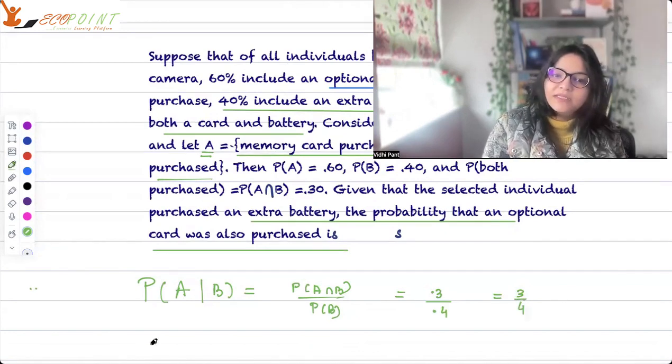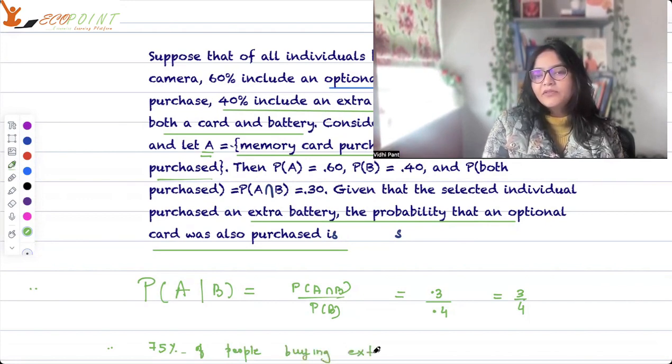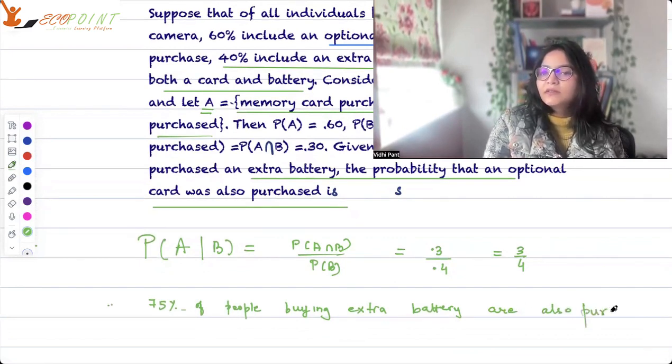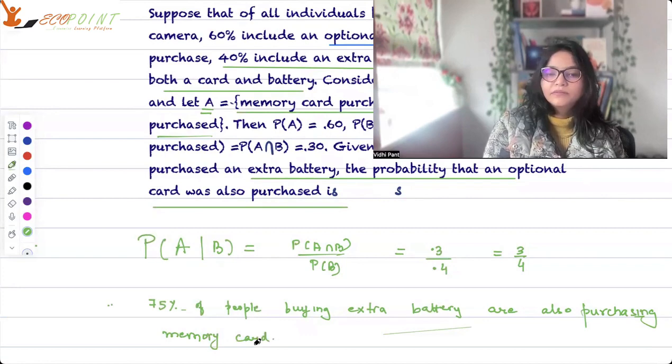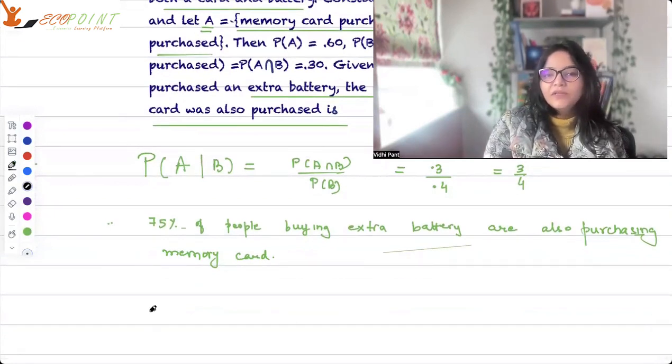That essentially means that 75% of people buying an extra battery are also purchasing an extra memory card, optional memory card. That's what it means.